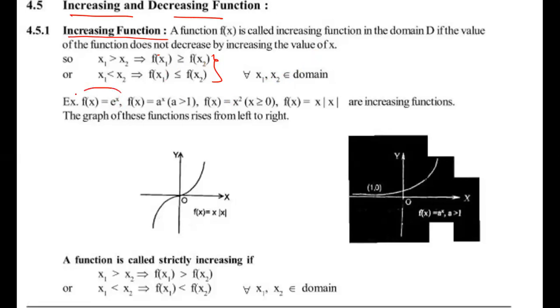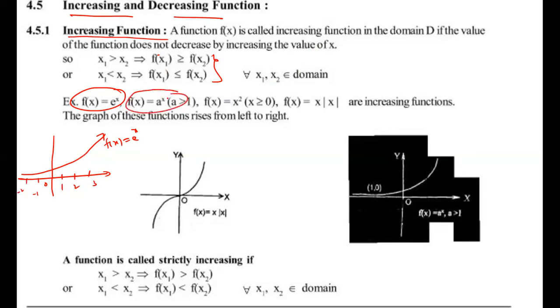F of x is equal to e power x. What is the graph? This one. Last time we drew this one. See, f of x is equal to e power x, strictly increasing. 0, 1, 2, 3, minus 1, minus 2. Strictly increasing. Either f of x is equal to a power x, f of x is equal to x square, f of x is equal to x into mod x, all are increasing functions. That's the meaning. Strictly increasing means what here? Greater than or equal to is not possible; strictly greater than is the case. See carefully here, equal is missing. Here equal is there. That is the difference.